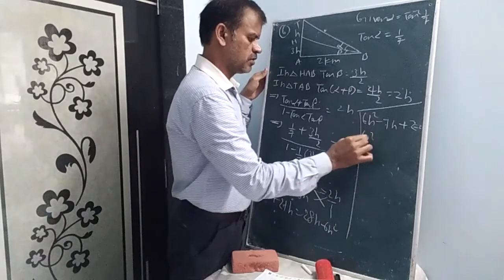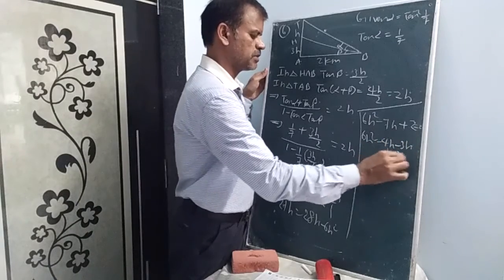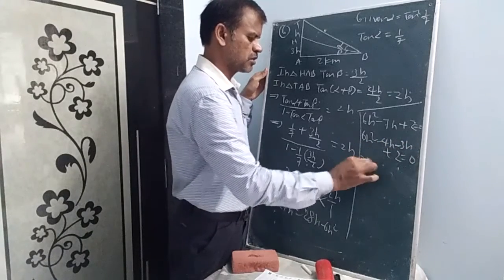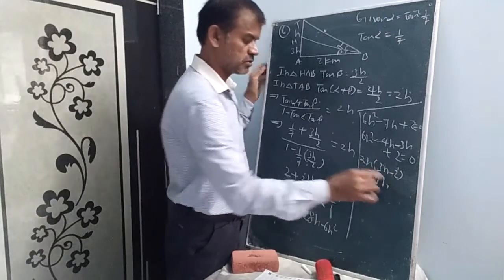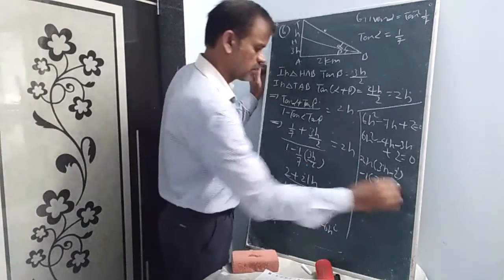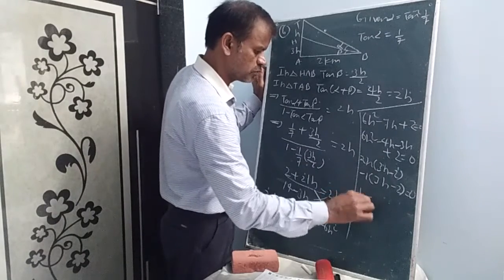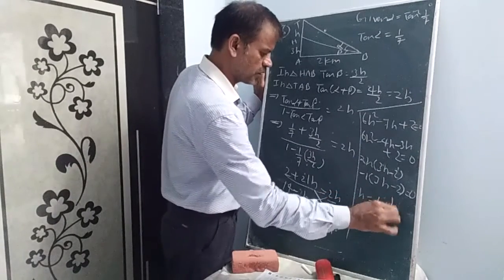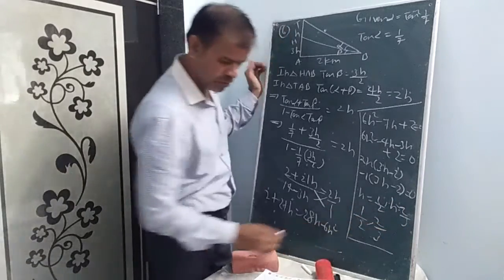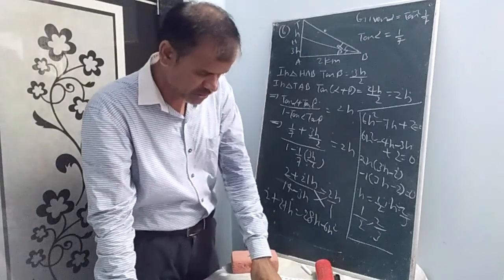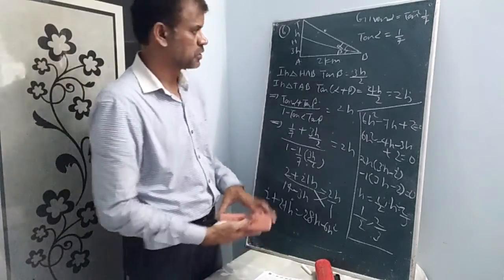Splitting the middle term, we factorize: 2h minus 1 and 3h minus 2. So 2h equals 1 and 3h equals 2. So h equals 1 by 2, h equals 2 by 3. In kilometers, the height of the tower is either 1 by 2 or 2 by 3, according to the options. Sixth question, third option.